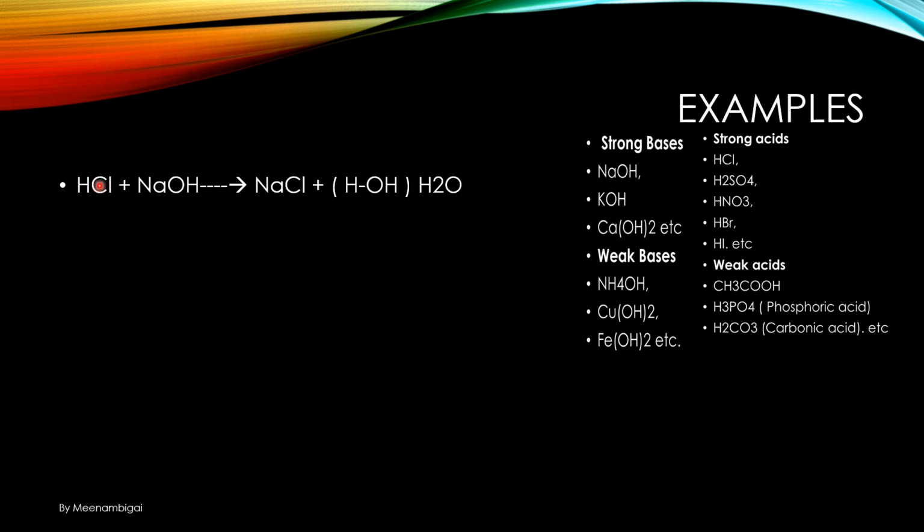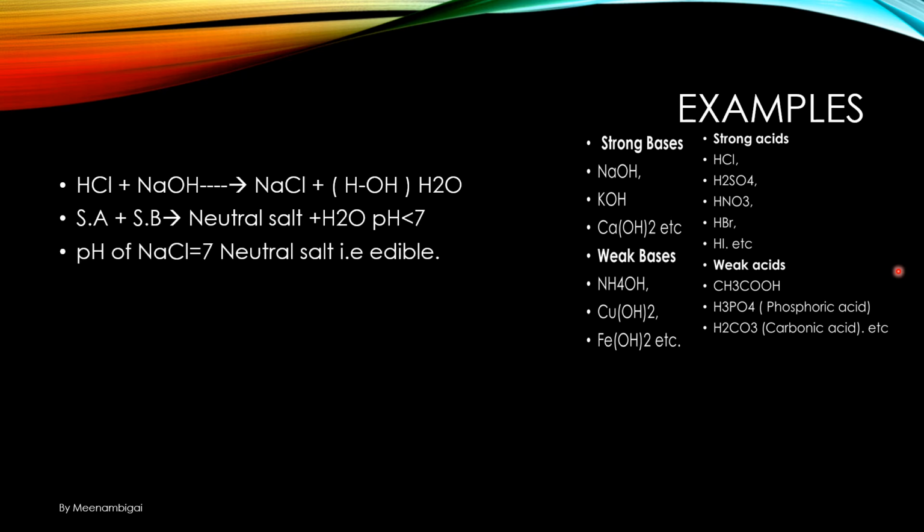So now just check this. HCl comes under strong acid, and NaOH comes under strong base. Both are strong. Both are strong means that it gives the neutral salt, where the pH will be equal to 7.